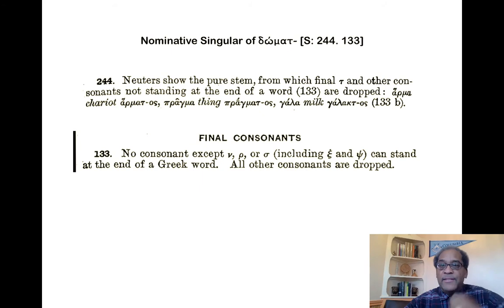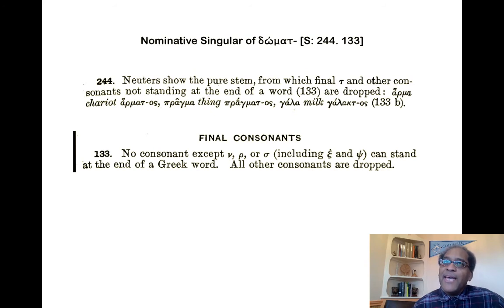Now, these neuters like δῶμα are very interesting because the stem ends in tau. And so to understand how you get to the nominative, you have to look at certain cool rules. Okay. Now, when I discovered this section 133, it's just something that I never really thought about. Smyth is talking about final consonants: no consonant except a nu, a rho, or a sigma, including xi and psi, can stand at the end of a Greek word. All other consonants are dropped. So nu, rho, sigma, and its two compounds.